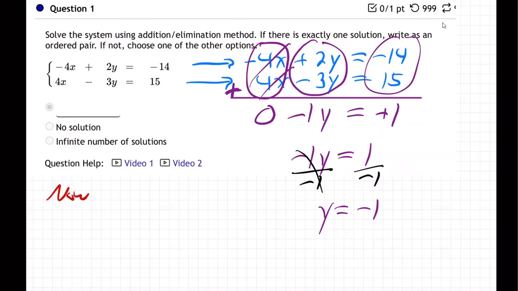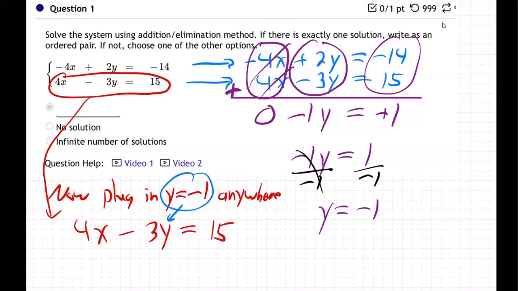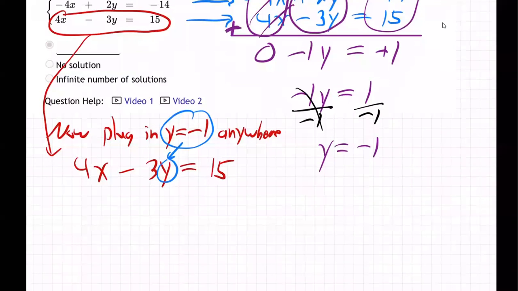Now, plug in y is negative 1. And you can plug it in anywhere you want. It doesn't really matter to solve for the other letter. So I'll just grab this second equation because it doesn't have a negative in the front. It looks a little easier to me, but it doesn't matter. Either one will work just fine. So then take this y is negative 1 and plug in right there for y.